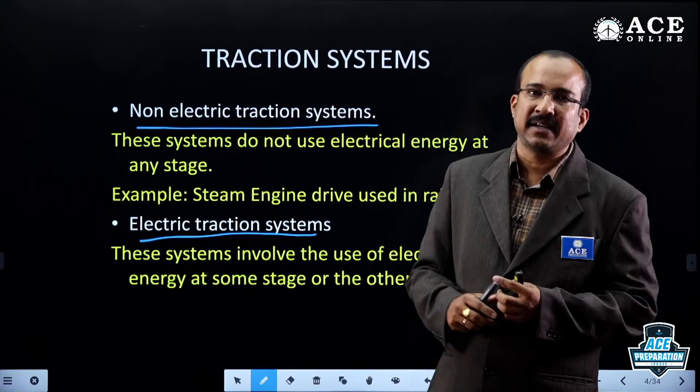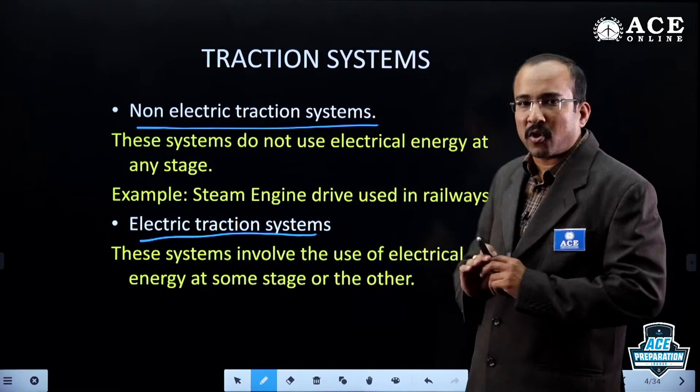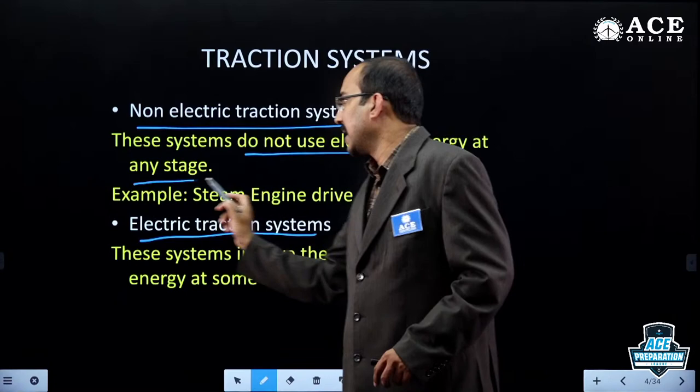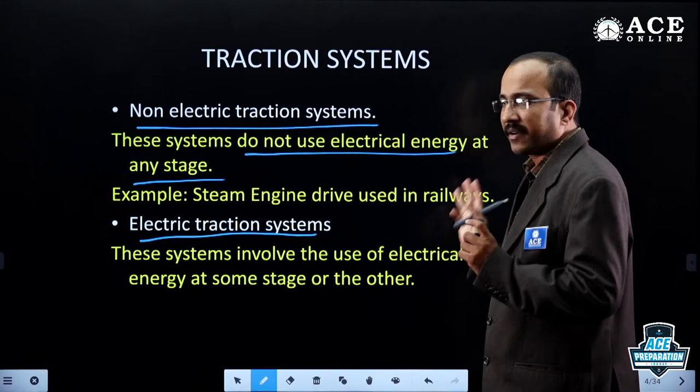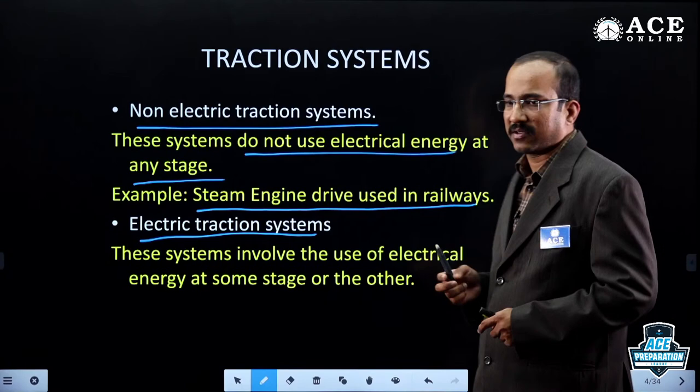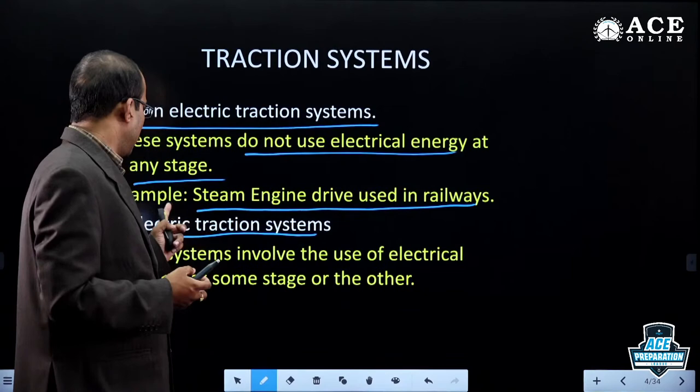In a non-electric traction system, we do not use electrical energy at any stage. Such traction systems are known as non-electric traction systems. Can you state any example? Yes, the steam engine used in railways. In olden days, the steam engine was used. Those come under the non-electric type of traction system.